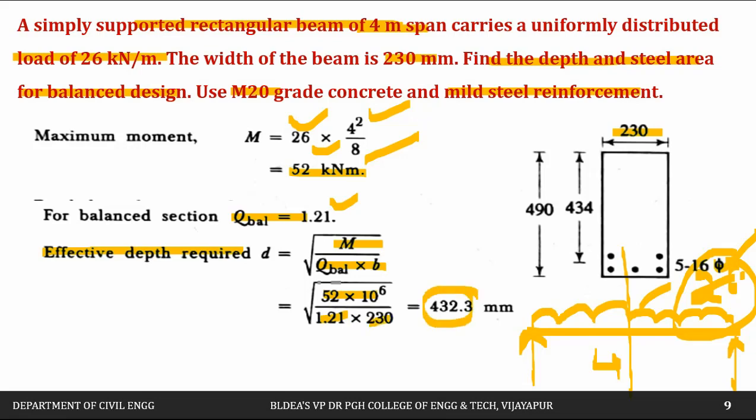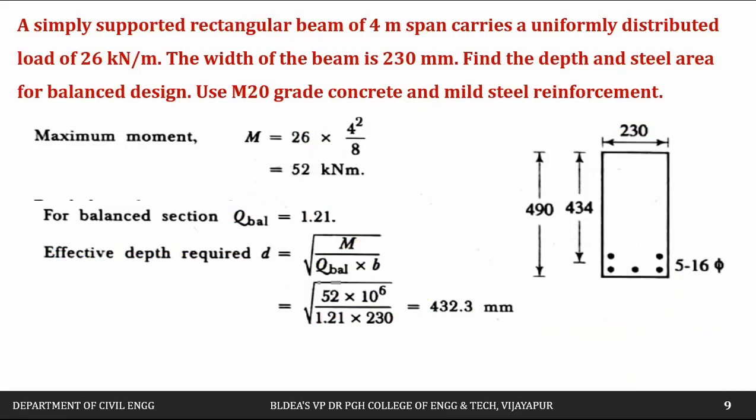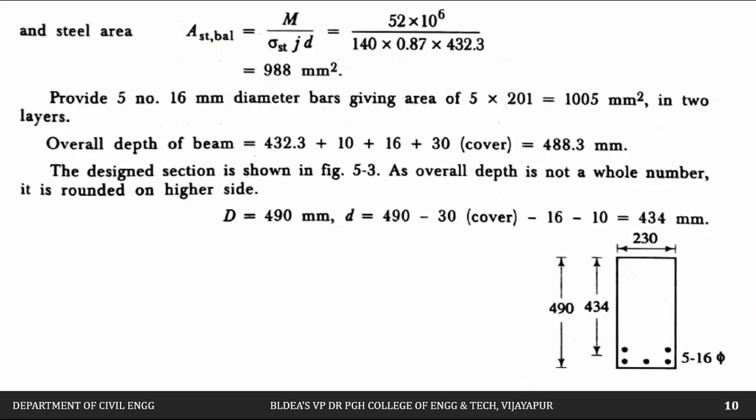This much depth is required so as to get a balanced section. This is nothing but the effective depth D. Next is the area of steel required for a balanced section. So the formula is M divided by sigma ST into J into D.